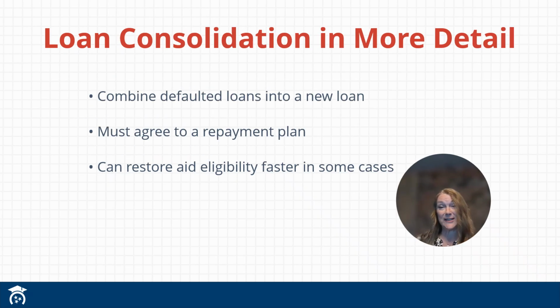Loan consolidation is where basically they take all of your loans, combine them into one new loan, and then you agree to the payment plan. You can still do income driven and those things. And this option is much faster. It doesn't take 9 months, sometimes it's 1 month. The downside of loan consolidation is that it is not removed from your credit report, so you will have that on your credit for the next 7 years.